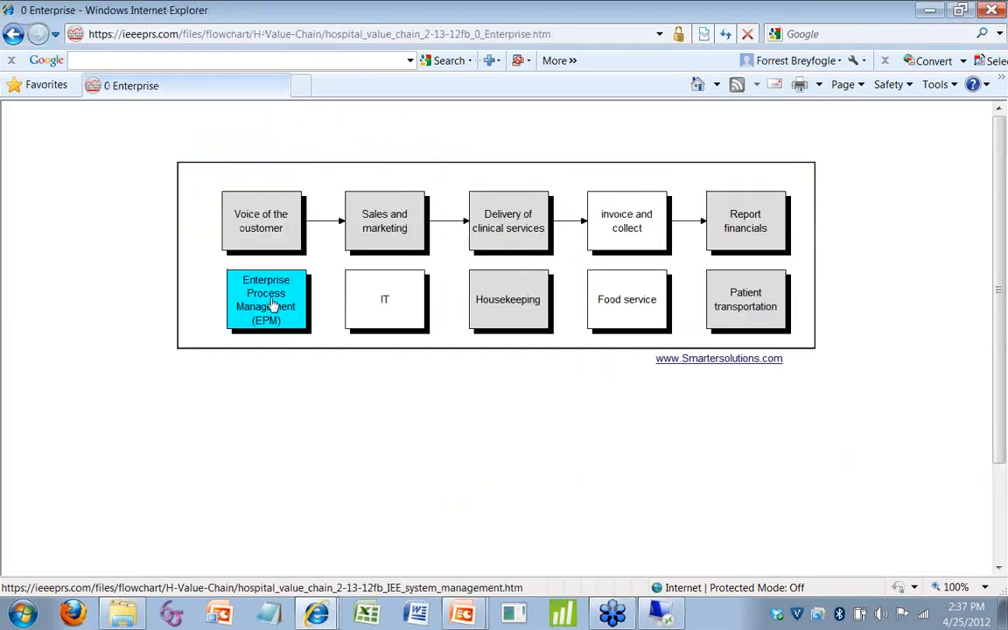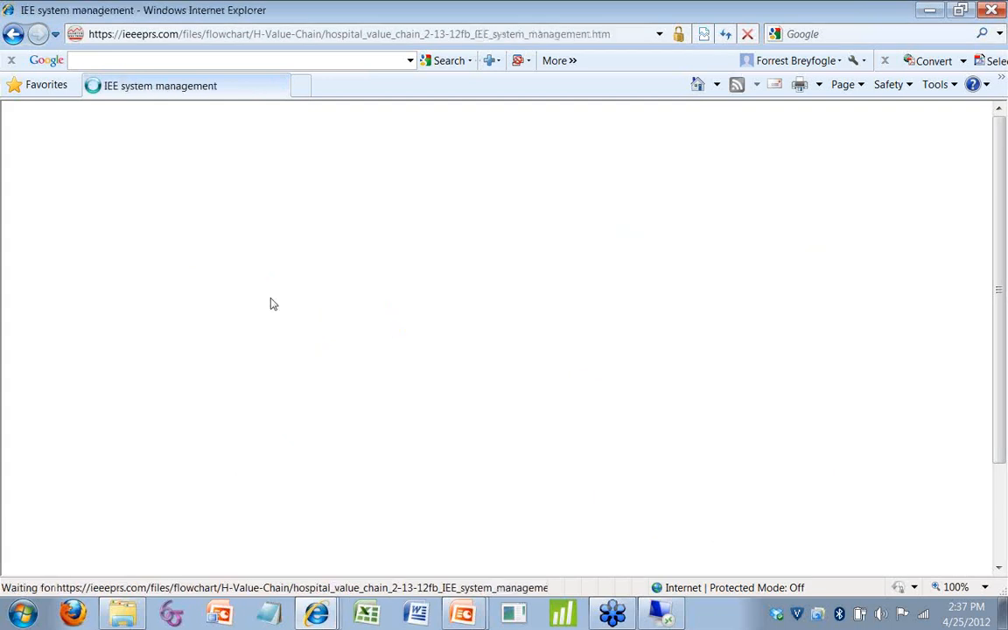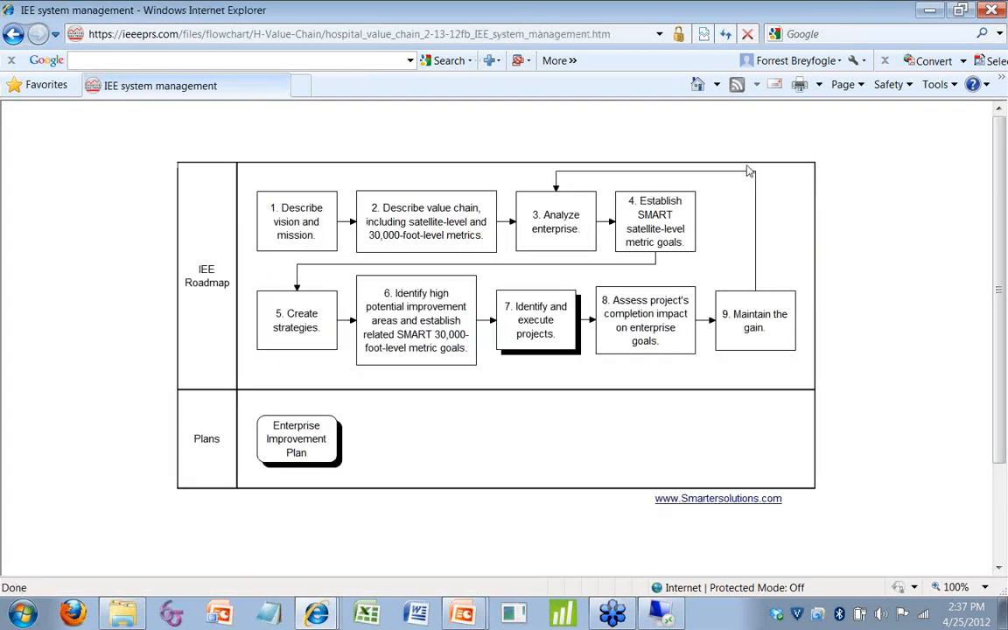Okay, so we've looked at all our data. Now let's look at this enterprise process management. This is a similar chart to what I described earlier in the PowerPoint presentation. And what we've really been working on initially is the value chain, which describes what you're doing. We talked about satellite, those are financials. And then we talked about also the 30,000 foot level metrics.